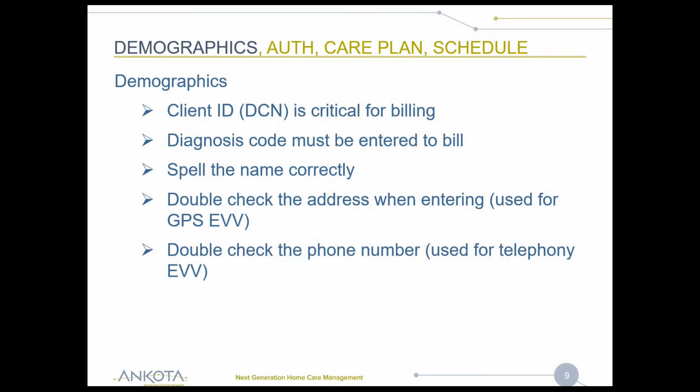And then little things like spelling the name correctly and, I'd say more important, having the diagnosis code entered correctly are important. And we highly recommend, as the state is moving to enforcing electronic visit verification, that you work towards double checking the address and double checking the phone number, because this is what's used in electronic visit verification. We use the address to make sure that if the caregiver used the mobile app, their GPS location is right where the address is, and if they dialed in for telephony, that they dialed from the right phone number. So double check those things.